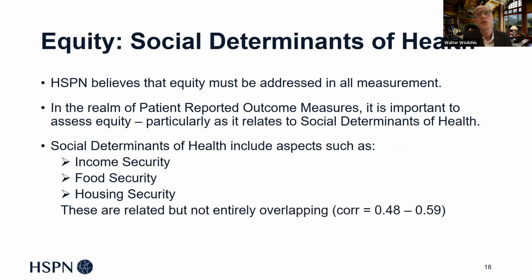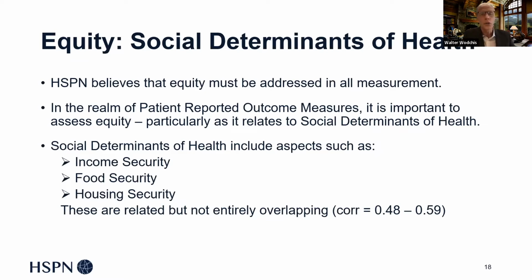Previously we have some research that's identified, for example, food security being highly related to becoming a future high-cost user, income security being related to use of hospital services. And these are related items, but they're not entirely overlapping. Correlation among these items in this survey to date ranges from 0.48 to 0.59, to give you a sense. So there's correlation, but they are not replicating each other.